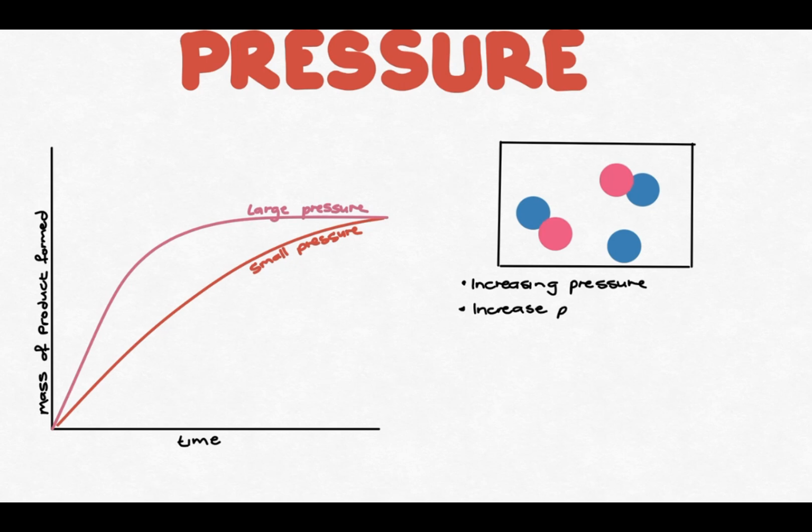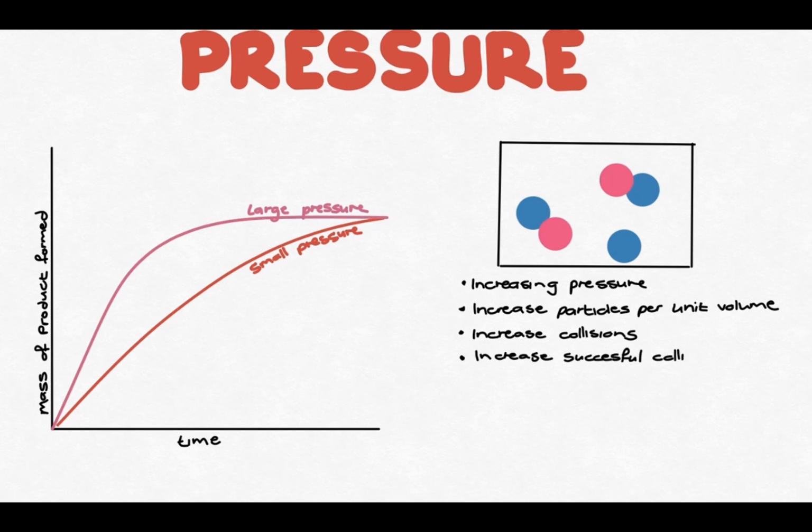This is because increasing the pressure will mean that there are the same number of reactant particles but in a smaller volume. This will cause more collisions per second, leading to more frequent and successful collisions per second, and therefore the rate of the reaction will increase. We then have surface area.